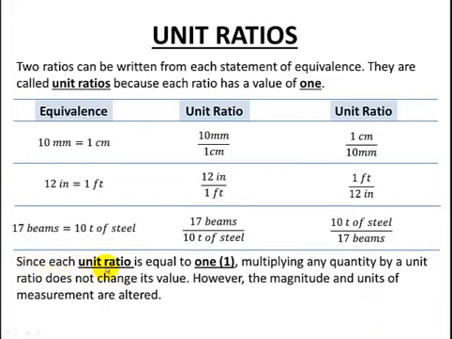And we have to recognize that since these unit ratios are technically equal to one thing, one distance, one situation, multiplying any quantity by that unit ratio doesn't change its numerical value. What happens, though, is that the magnitude and the units of the actual measurements are being altered. And we'll be using this concept of unit ratio in our next lesson, using the unit ratio technique to do conversions.